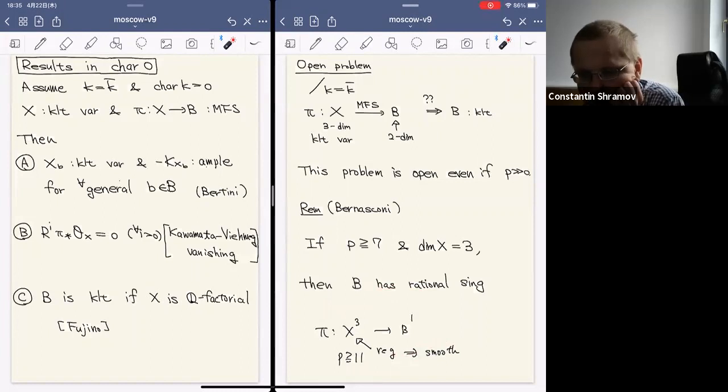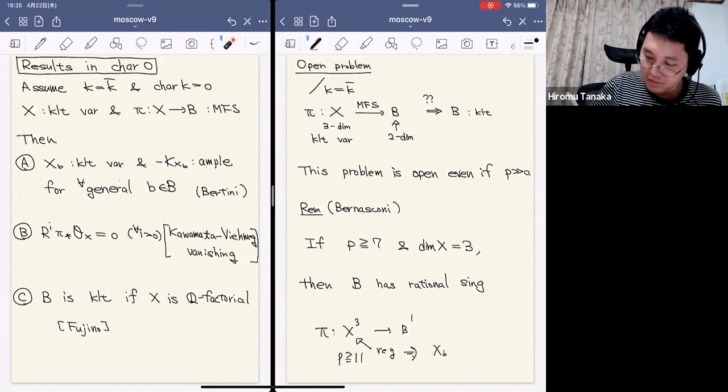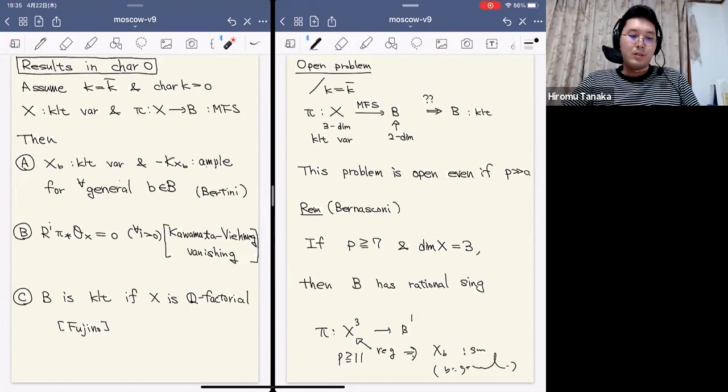Who is smooth in this situation? The general fiber. If the general X is regular, then the general fiber is smooth. Yes, I hope so, but I think there is less evidence so far.